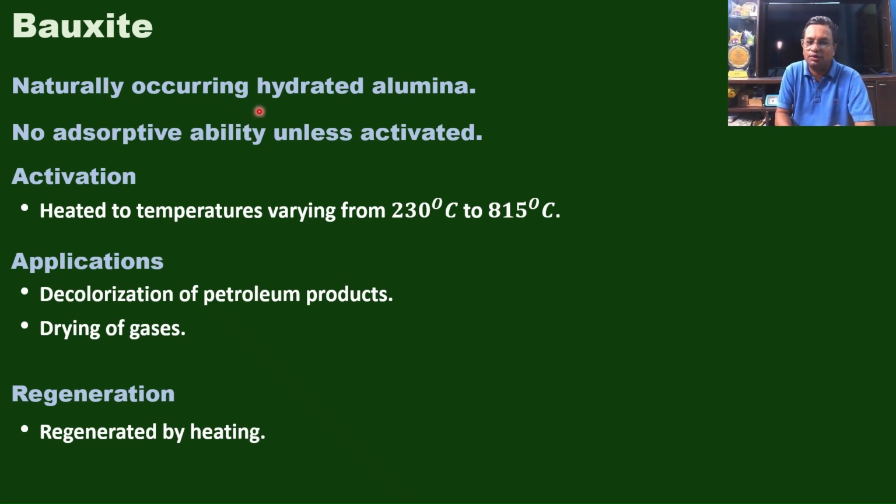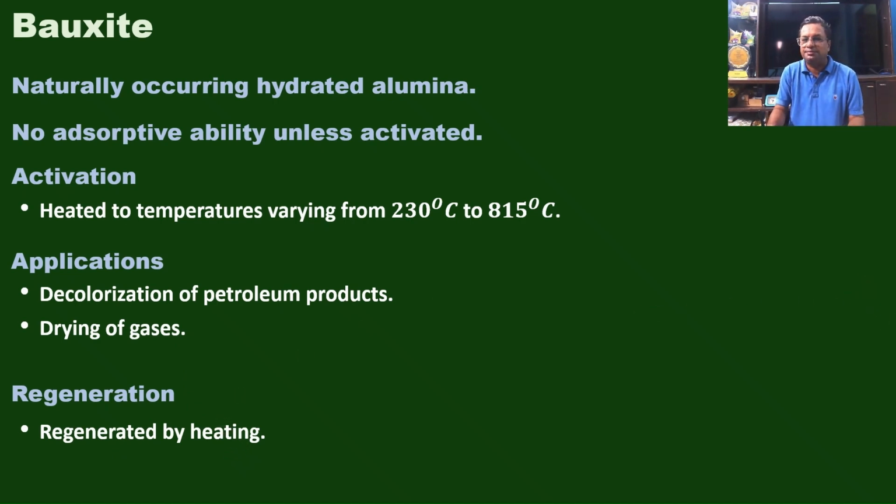It is naturally occurring hydrated alumina. Essentially, in its natural state, it doesn't have any adsorptive ability unless it is activated. How is the activation carried out? It is carried out by heating it to temperatures in the range from 230 degrees Celsius to 815 degrees Celsius. And after it is activated, you can use it for decolorization of petroleum products. You can use it for drying of gases. And after it gets saturated, you can regenerate it by heating. So that's all about bauxite.